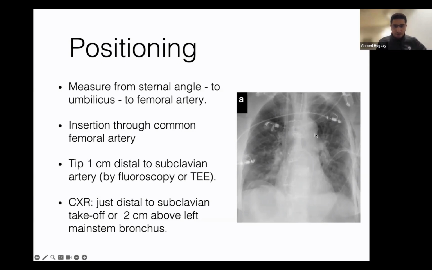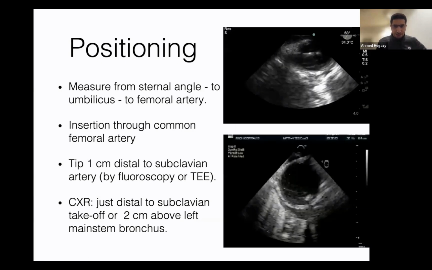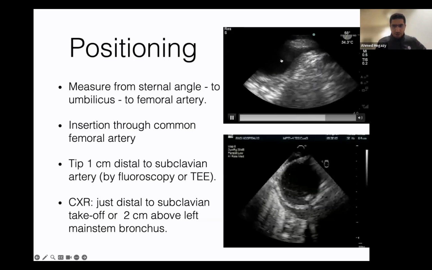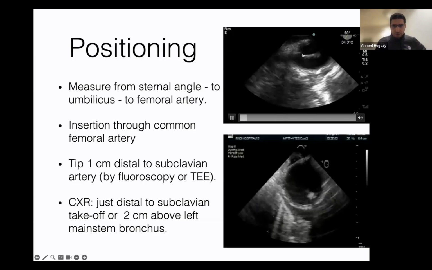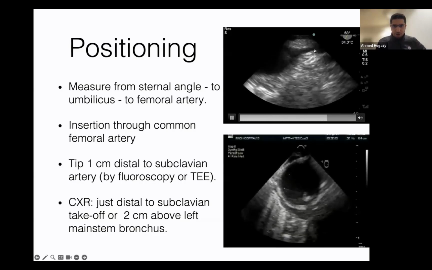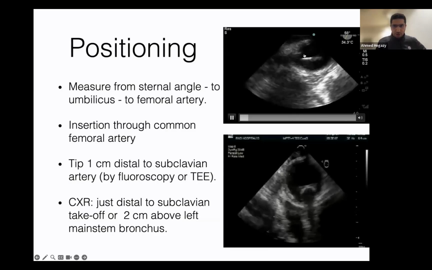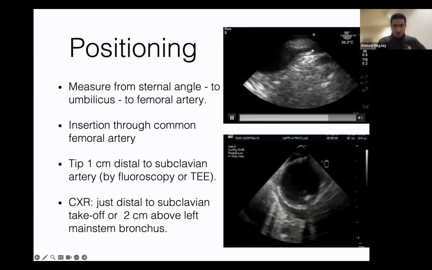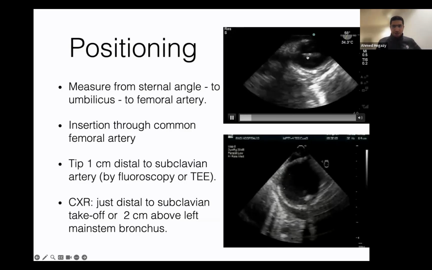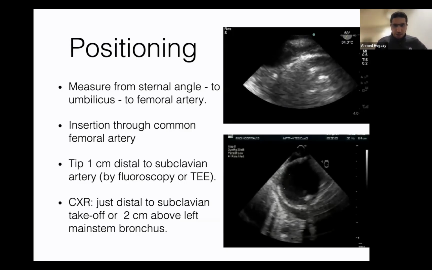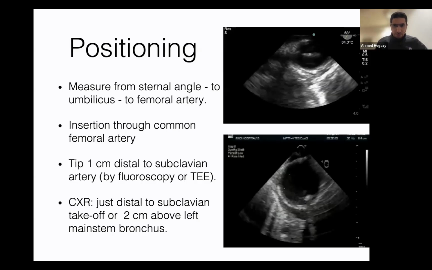You can also make sure that you're in the right spot by TEE. So here we see up top that this is the descending aorta. We see the tip of the balloon pump. I pull out my TEE probe, and I start seeing the subclavian artery. So here's the tip. I'm right here. I pull out. I no longer see the tip, and I see the subclavian artery. That tells me that the tip is in the right spot. So TEE is very helpful in showing you that the tip is in the right spot as well.